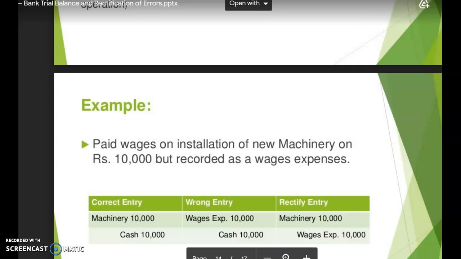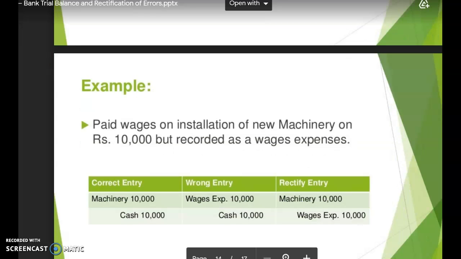See the example. Paid wages on installation of new machinery rupees 10,000 but recorded as wage expenses. See here, when we had installed a machinery and paid the charges of its installation, they are part of the asset, the machinery. But wrongly what we did, we had wrongly debited the wages account. See, the correct entry should be machinery to cash account. But wrongly what we did, we had written wages expenses account debit to cash account. See, the credit side is correct in the wrong entry. The mistake lies only in the debit side, that instead of debiting the machinery, what we did, we had debited the wages account.